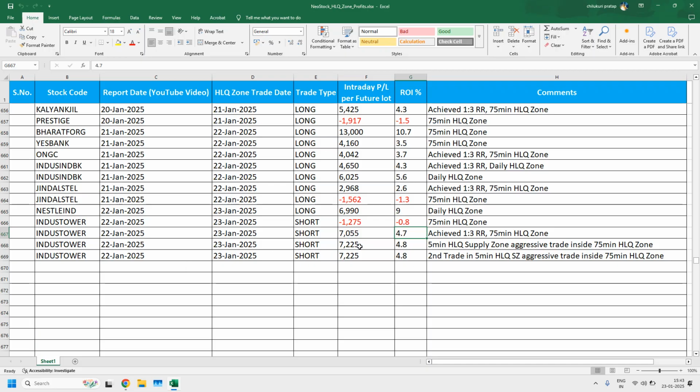Then Indus Towers has given 2 trades, 7,225. Of course, I utilized second one. First one I missed it. But our software has given both these opportunities. Because we are evaluating the performance of the software, not about my analysis or your analysis, or not about my trades or your trades. These are the opportunities our software has given. Have you utilized it or not? That is what we should understand. 2 opportunities it gave. Excellent opportunities.